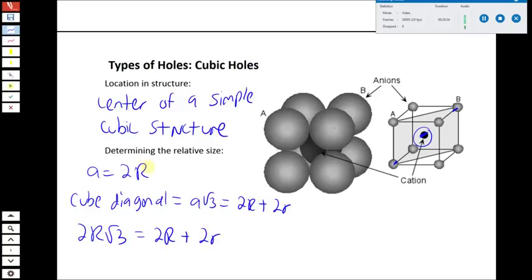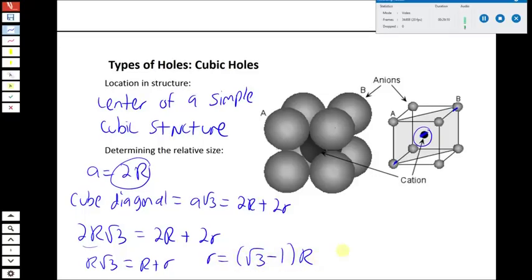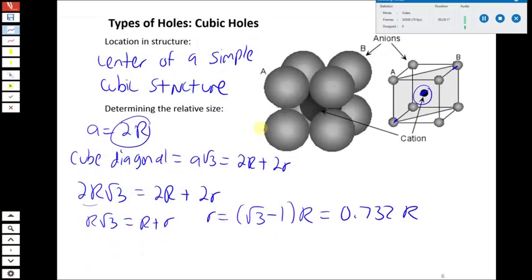So then we're going to replace A with 2r and get this relationship, and then solve for little r again. So again, these derivations, if you don't follow them, it's okay, but this shows where these numbers come from. So what this means is that the radius of the cubic hole is going to be 0.732 times the radius of the larger anion. So that's the biggest one yet.